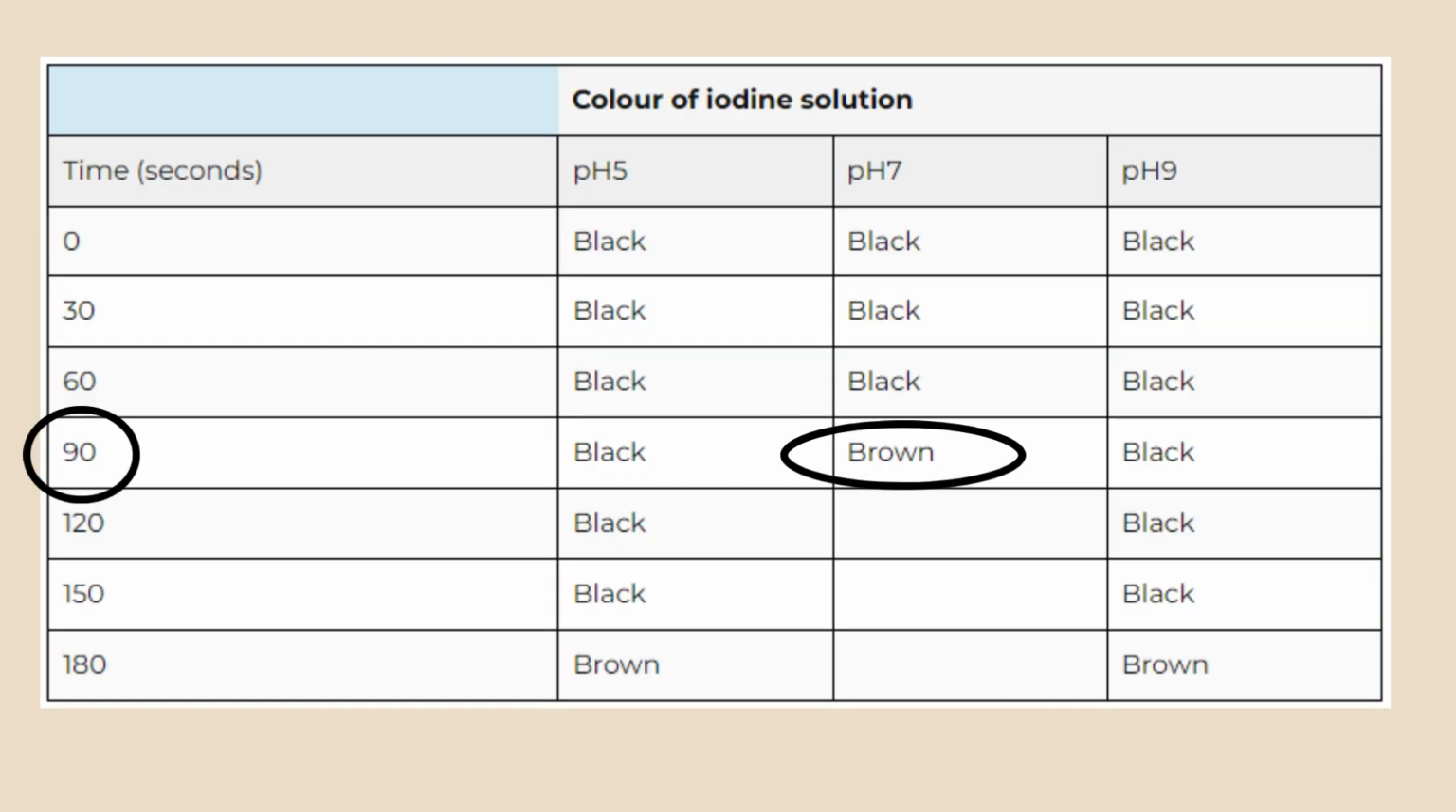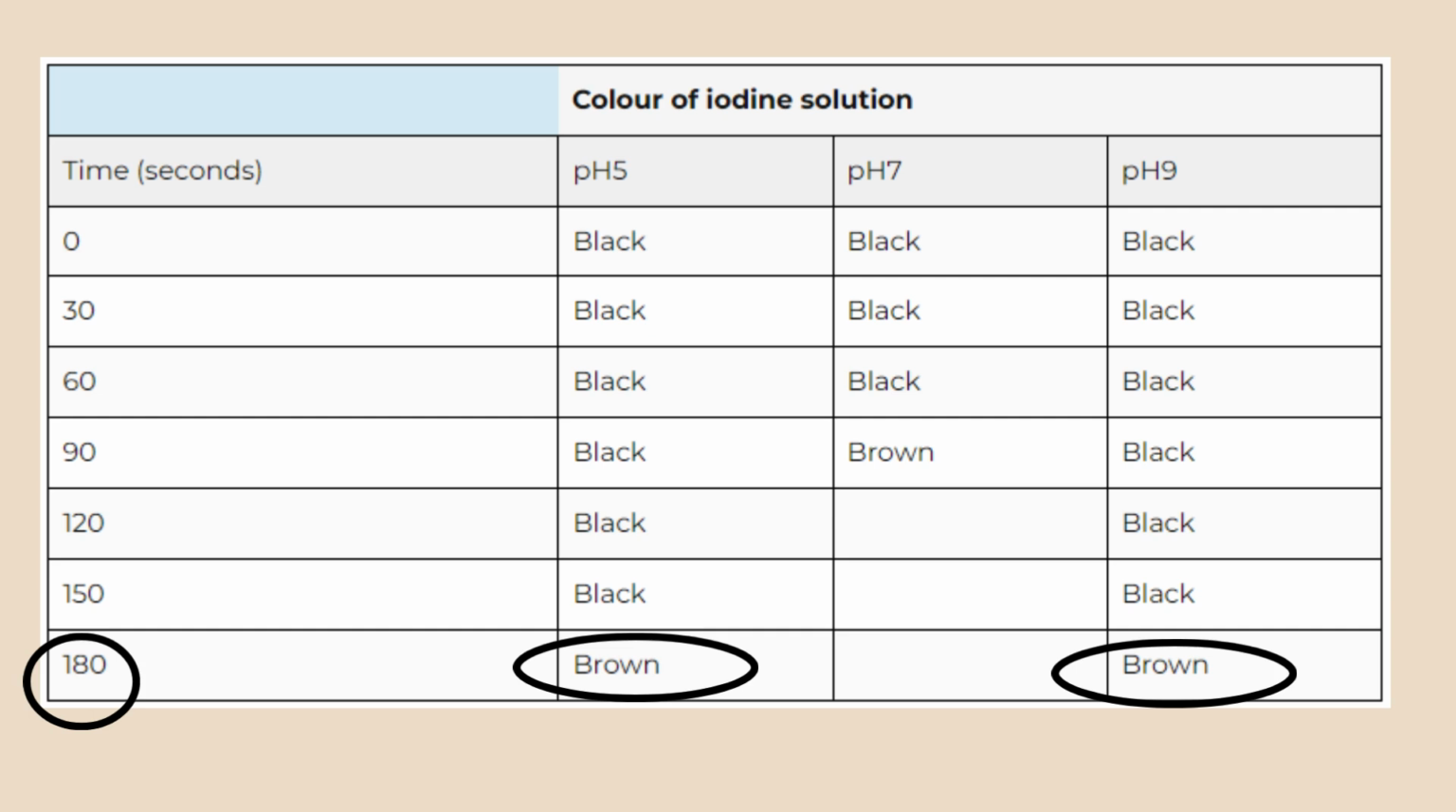Looking at the results, at pH 7, at 90 seconds the iodine remained brown, but for pH 5 and pH 9 the iodine only remained brown at 180 seconds, so the rate is faster for pH 7 and slower for pH 5 and pH 9.